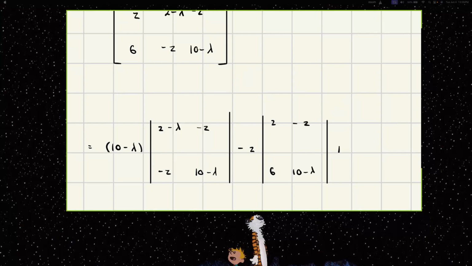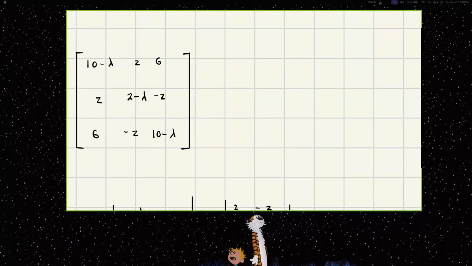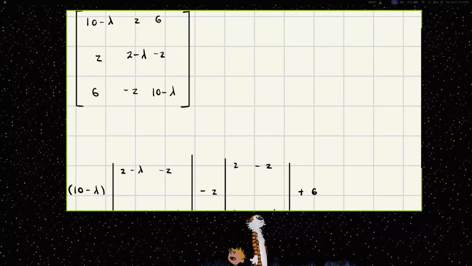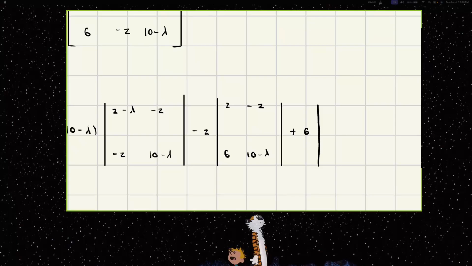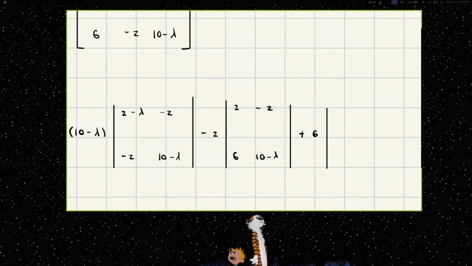And then we're going to add the first element of the third column, so 6 times the determinant of, we ignore everything in the third column, we ignore the first elements of the first and second column, and we take everything else. So 2, 2 minus lambda, 6, and negative 2.